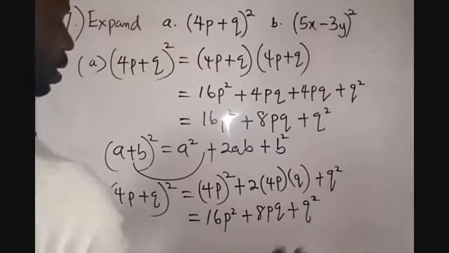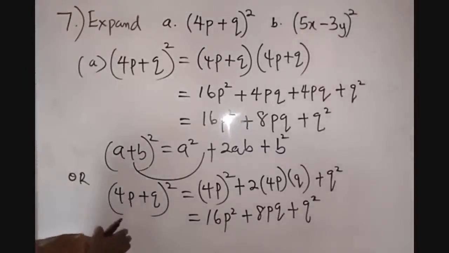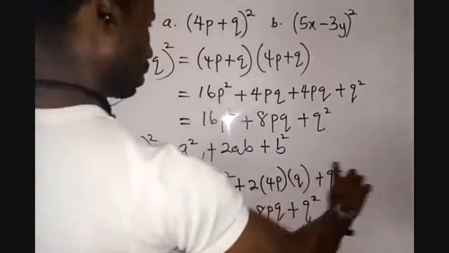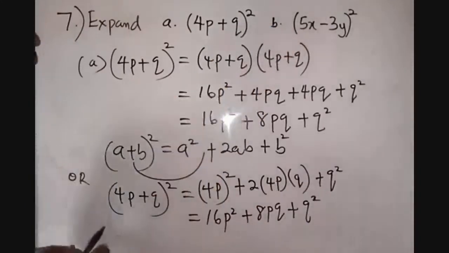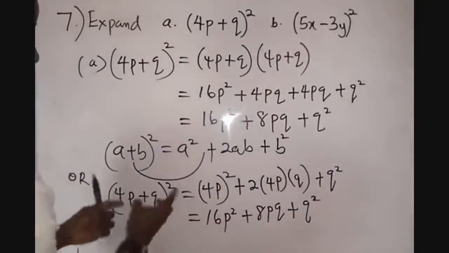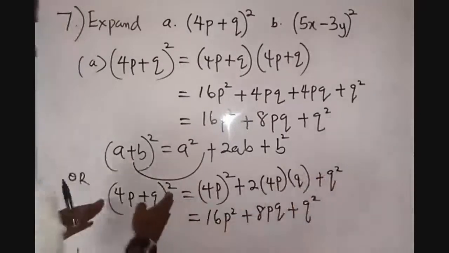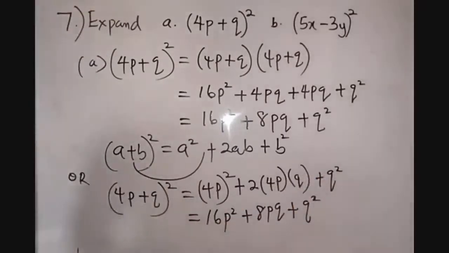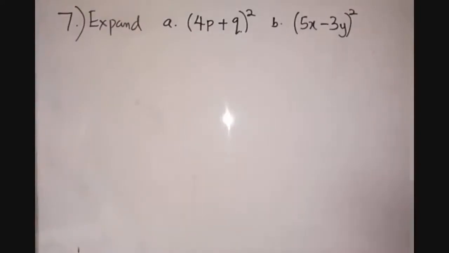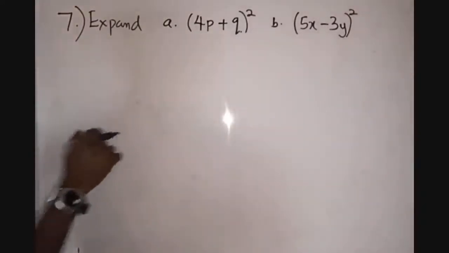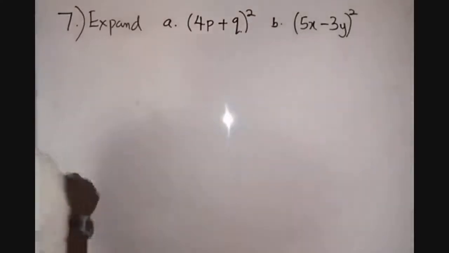You can see that. Now, if you master this properly, there won't be need to write this part. You'll see what I'm going to do when I'm solving this part. So if you master this skill, you won't have to write this. Once you see this, you produce the answer straight away. And that's how to solve it. All right, let's use the second method I just taught you to solve this b part.